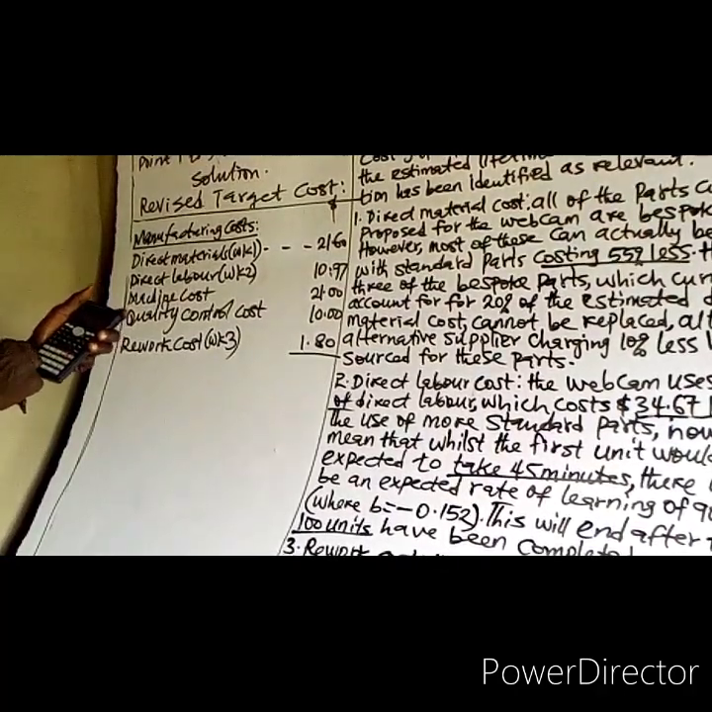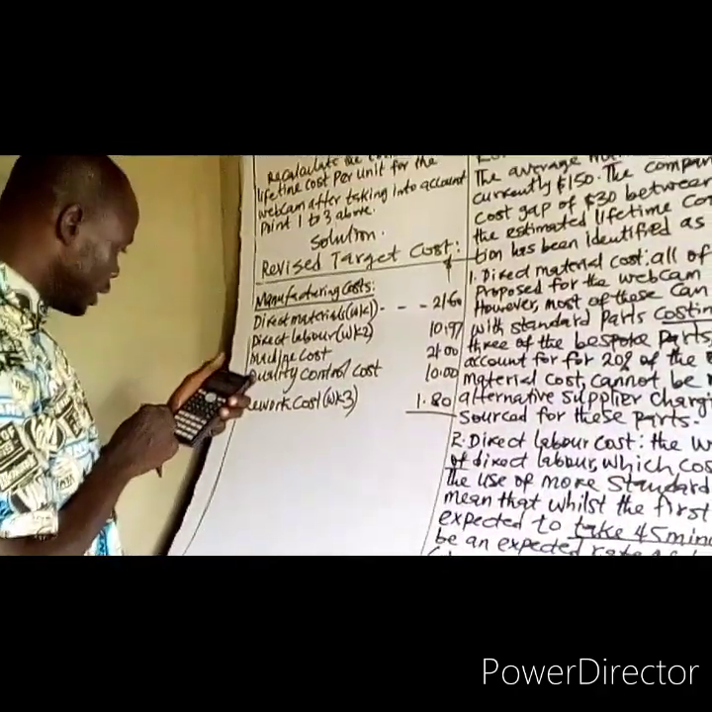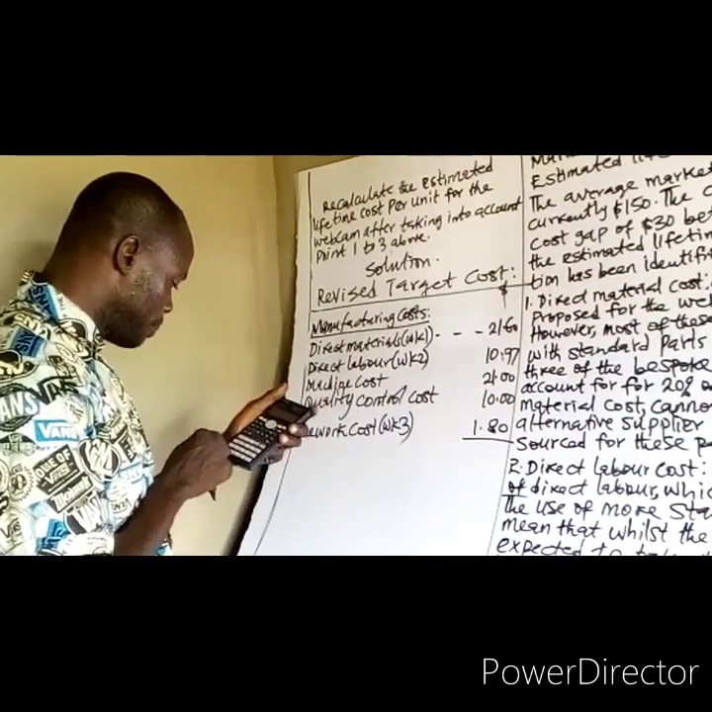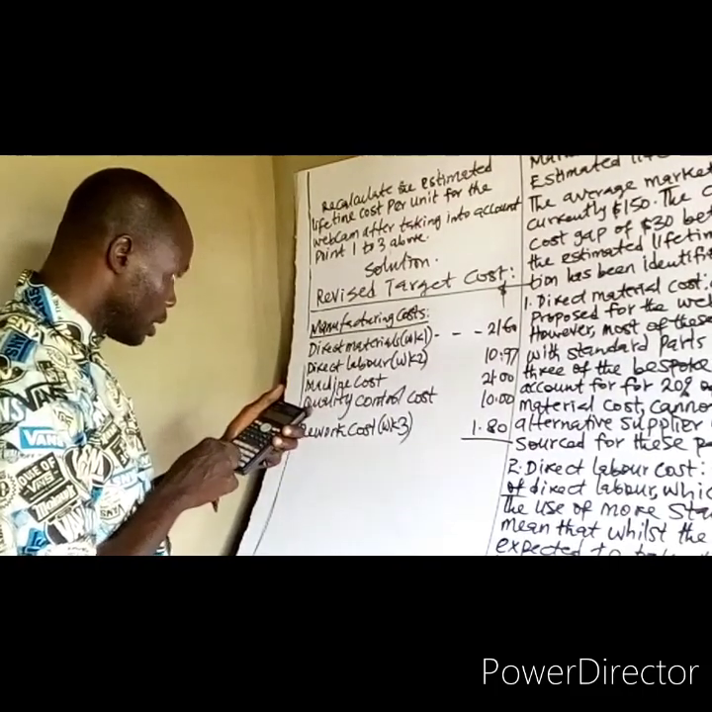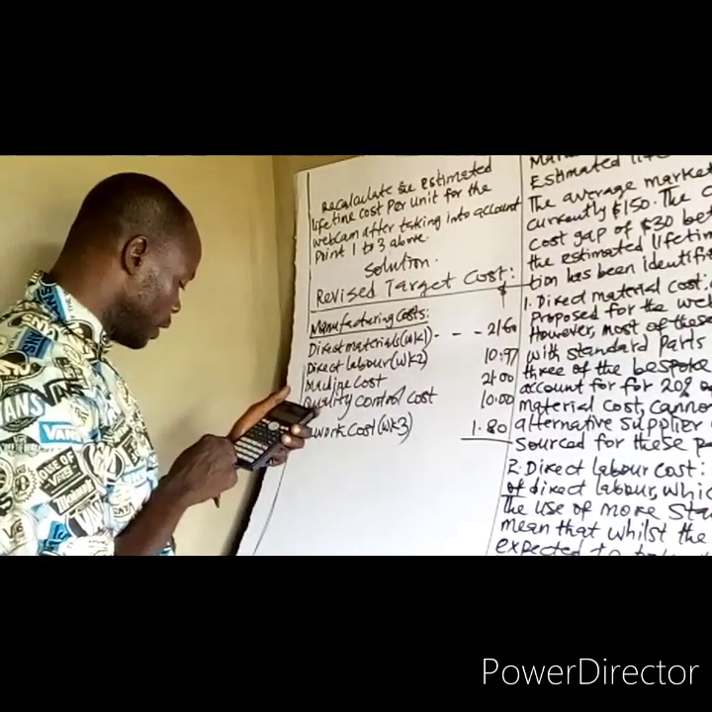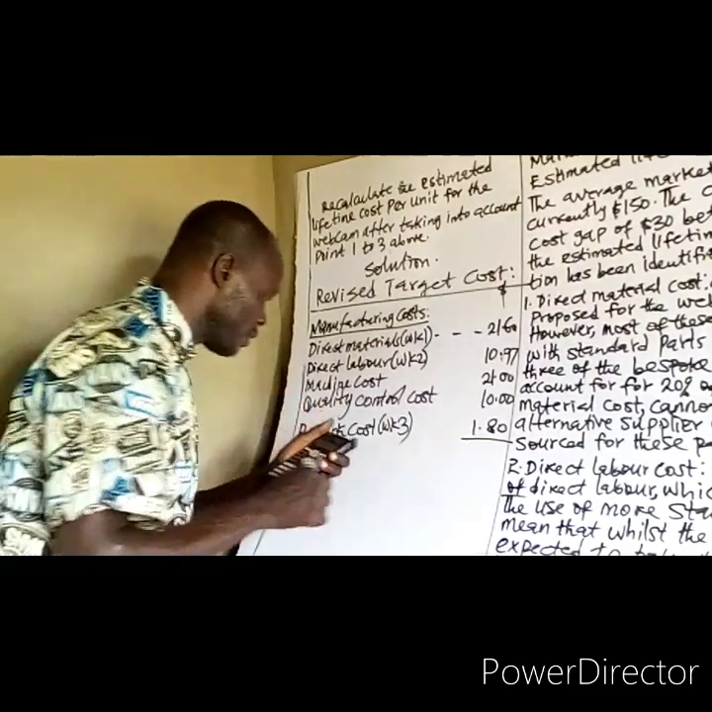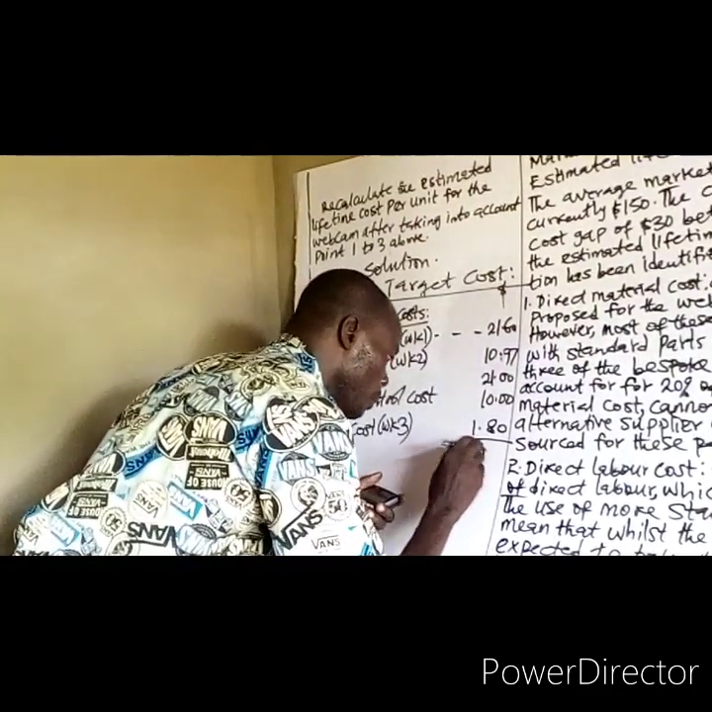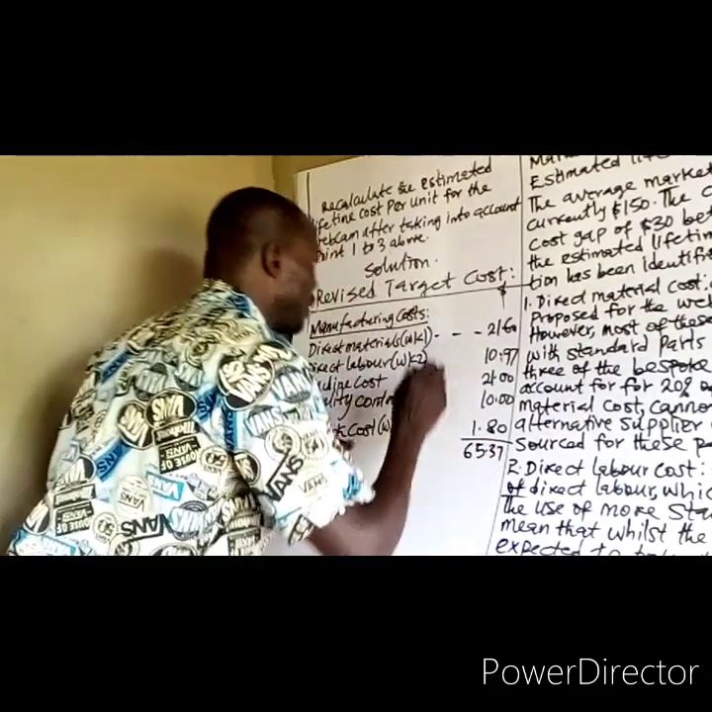When you add it up, that will give you the total manufacturing cost: 1.8 plus 10 plus 21 plus 10.97 plus 21.60. That will give us 65.37. That is the total manufacturing cost.